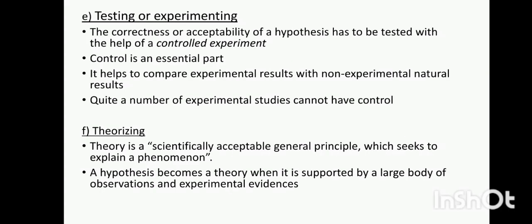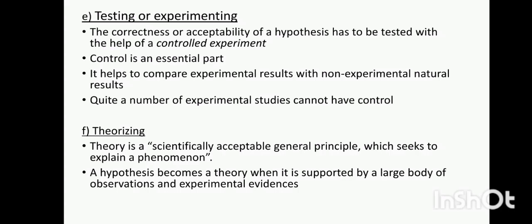Next is testing or experimenting. The correctness, validity, or acceptability of a hypothesis has to be tested with the help of a controlled experiment. Control is an essential part of an ideal experiment. It helps to compare experimental results with non-experimental natural results. This in turn confirms experimental results and establishes the validity of a hypothesis.